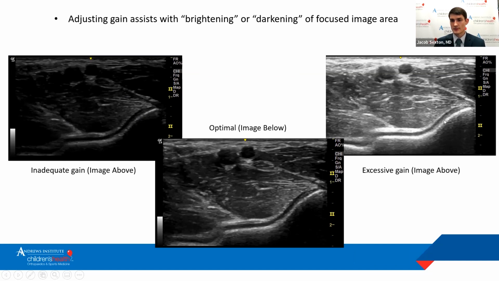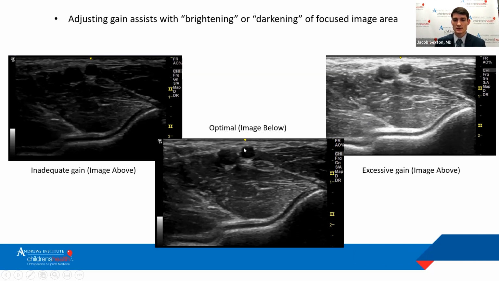So all the structures that are supposed to be hyperechoic are hyperechoic, but so are the structures that shouldn't be hyperechoic. You can see here, the vessel walls are very highlighted, and you can almost see that it's causing artifact within the vessel wall. So you're starting to get some isoechoic elements and a little bit of hyperechoic elements within the vessel walls. And then you have your median nerve here where you're having difficulty distinguishing its individual nerve fascicles because it's overall too bright.